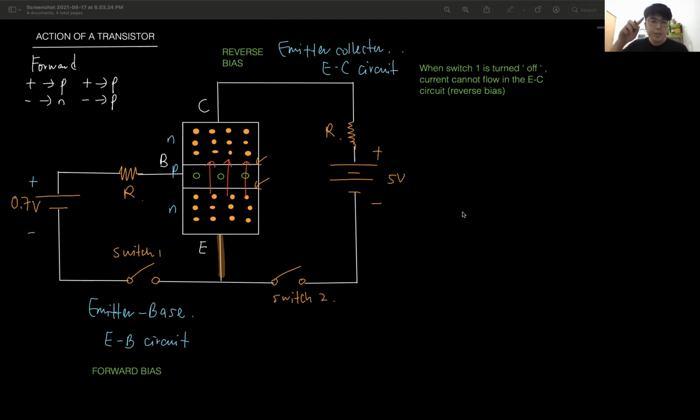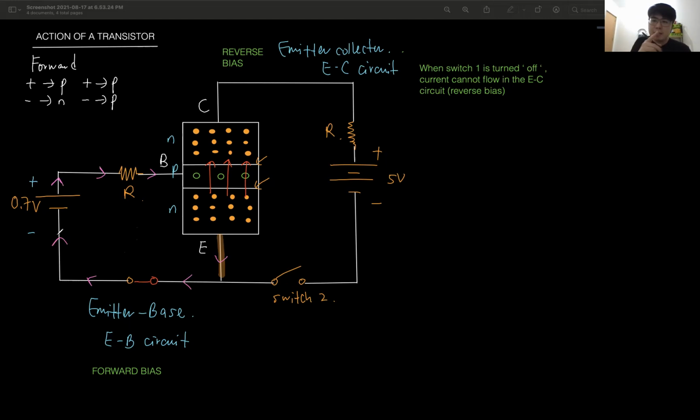How about if I close the switch? If I close switch 1, meaning that the current can start to flow in the base circuit. Let's say I close this. What will happen? Let's see. Now I close this circuit, so current starts to flow in this circuit. Current comes out from here, passes through here, and flows to the P-type, and then comes up from the emitter, and comes back here.